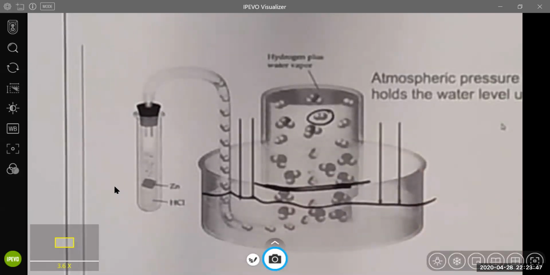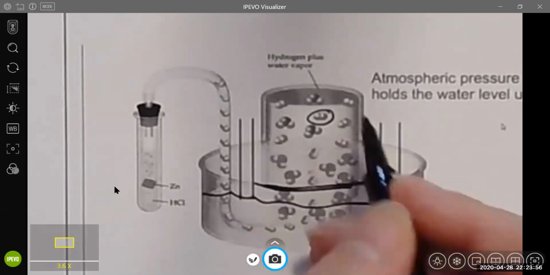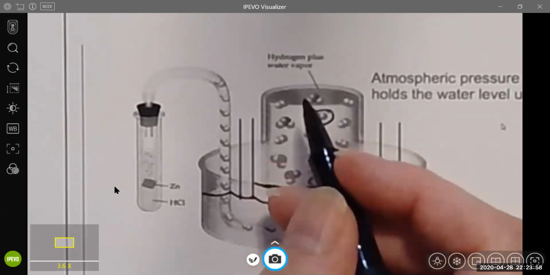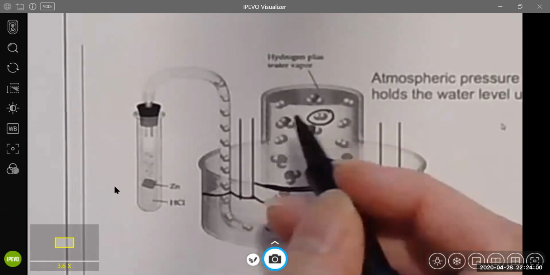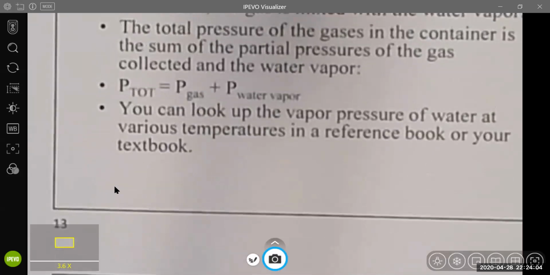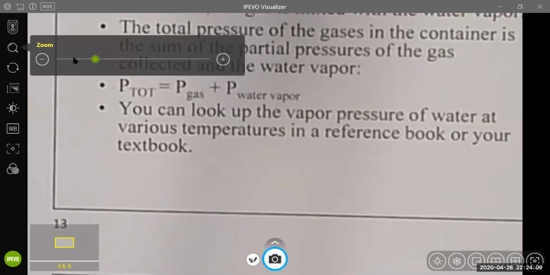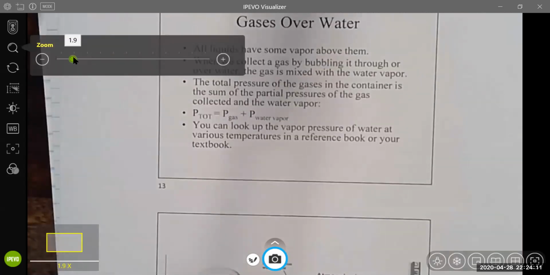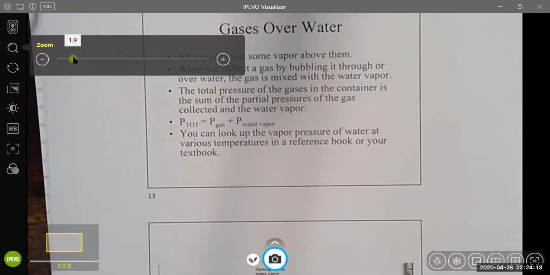So there are ways to get rid of that water. We're not going to worry about that right now. What we're going to be worried about is calculations involving this. So if you wanted to calculate how much hydrogen was generated, what the volume is, you're going to have to take this water into account. That's what this topic is about, collecting gases over water. Let me zoom out a little bit. Okay, so the idea here is that when you have this gas that you've collected, it's now a mixture.